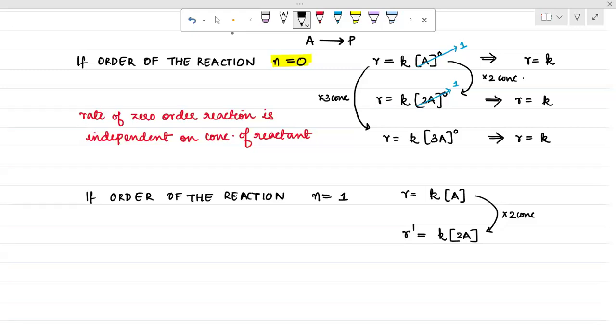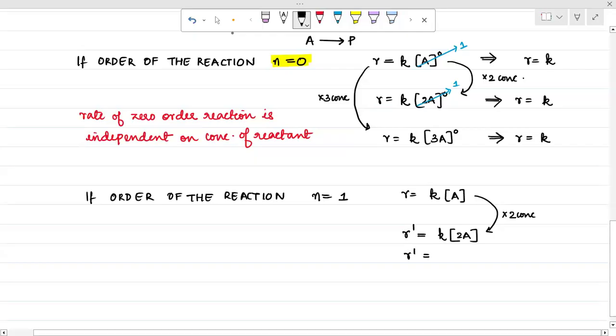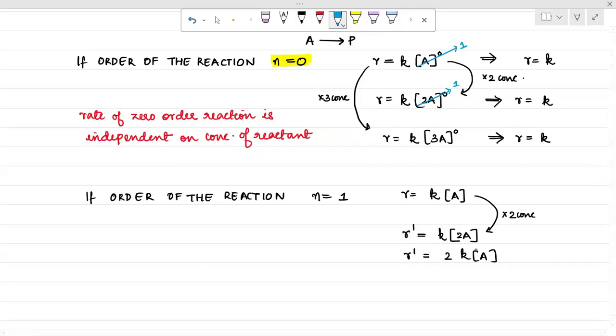Now can you see how it is related to the earlier rate? Can you find it out? Let's say my new rate is R prime, and I take this 2 outside and write Ka. I can write it like this as well. 2 is a constant, I can take it outside. And what is this equal to? Ka is equal to?